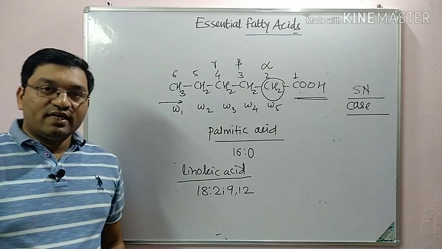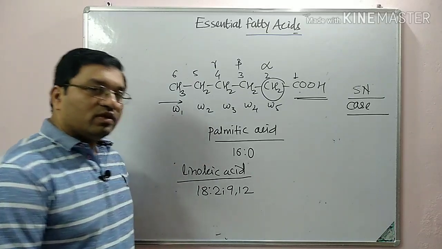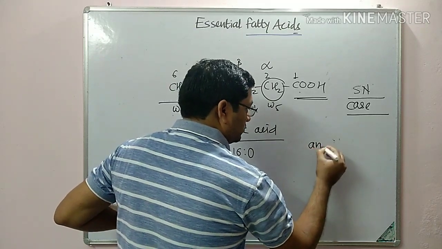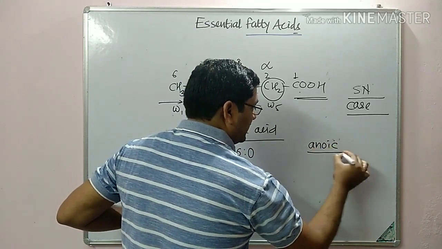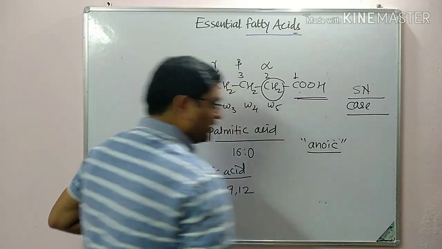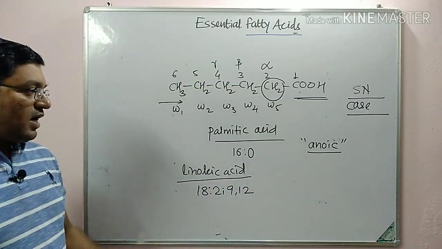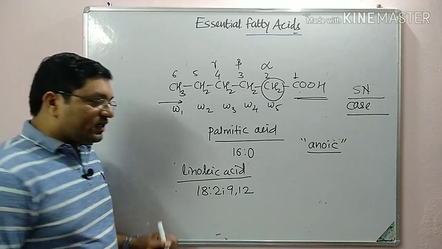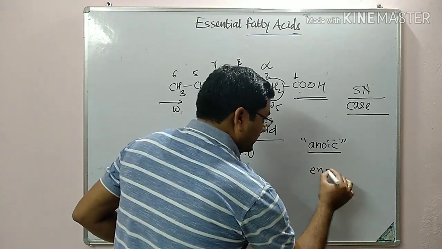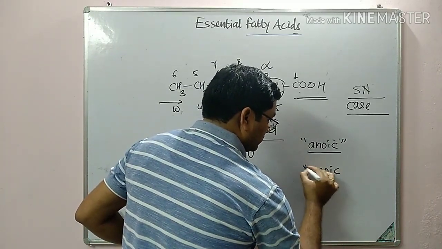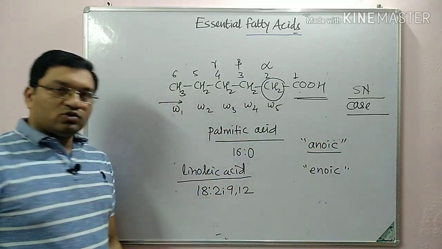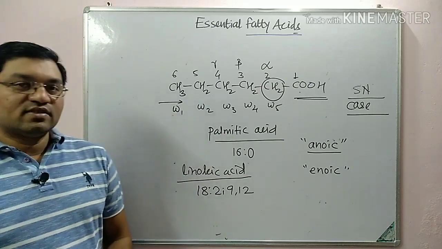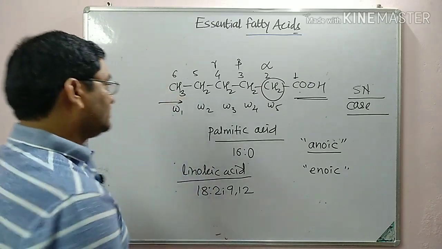In saturated fatty acids, the suffix anoic is added to the systematic name, and in unsaturated fatty acids, the suffix enoic is added. So this is how they are named. Now coming to the topic of discussion, that is essential fatty acids.